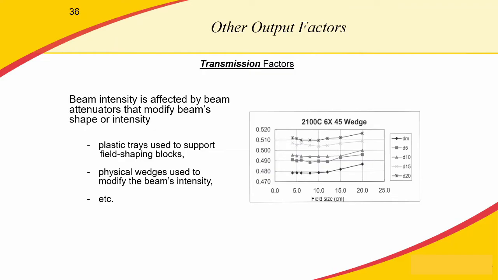So plastic trays or anything that supports field shaping blocks, physical wedges, if those still exist anywhere, these modify the beam intensity, and so we need to know how it modifies the output and the dose delivered by the beam as a function of field size here. So we will make these measurements. These will be plotted like you see here, and they will be included in your output information books that are in dosimetry or the PDF files that are shared.